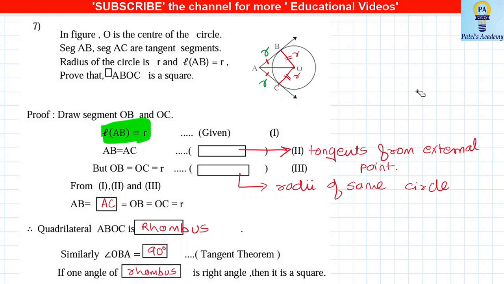Here in a rhombus, if one angle is 90, see the figure, angle B here is 90, because we know the property that tangent is perpendicular to radius. So in a rhombus, if one angle becomes a right angle, then it is a square. Understand the concept very properly, students. You can pause the video and understand the sum.